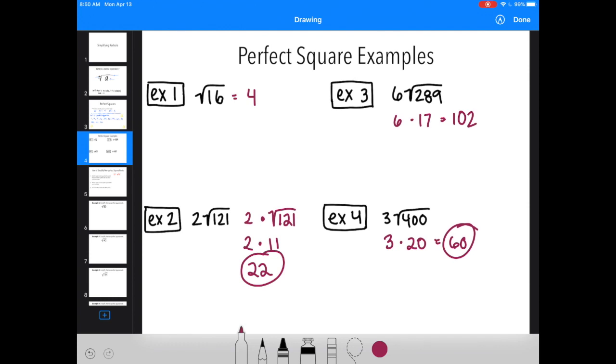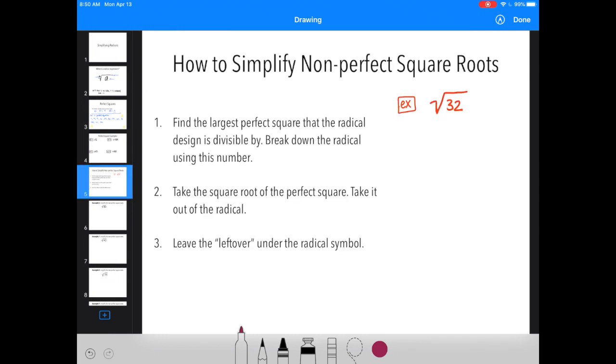However, it's not always so nice and pretty. So what happens if we have a non-perfect square root? Meaning, if I take the square root of that, I'm going to get a decimal number. I'm not going to get a whole number. Which I want to make a statement. That decimal number, it's still correct. However, when we simplify, we want it in whole number quantities. So with non-perfect square roots, most likely you will have a square root in your answer. Okay?